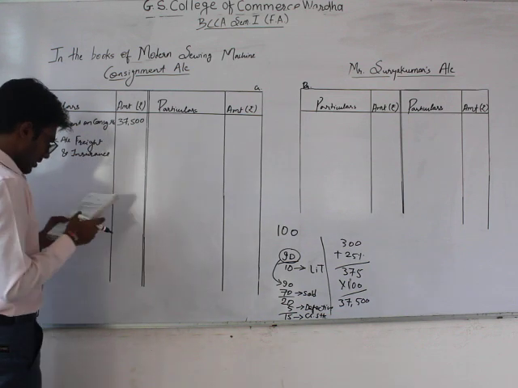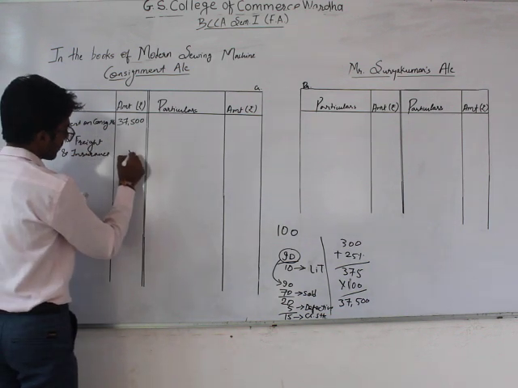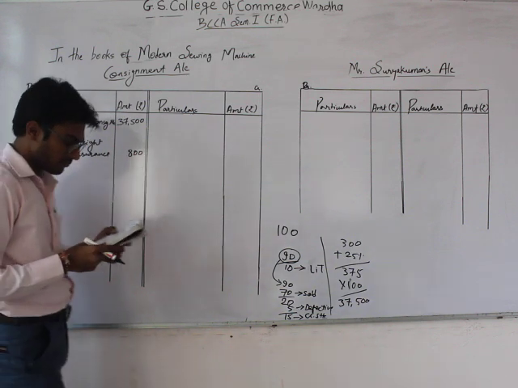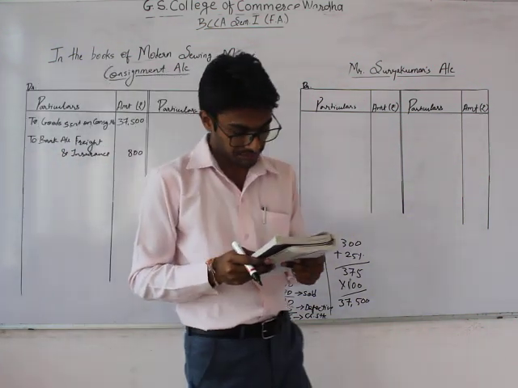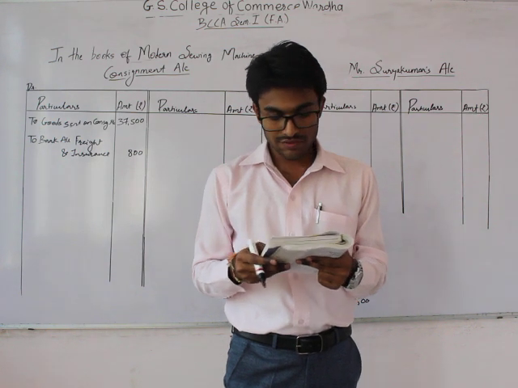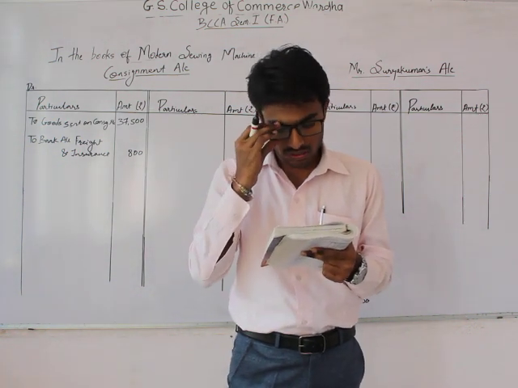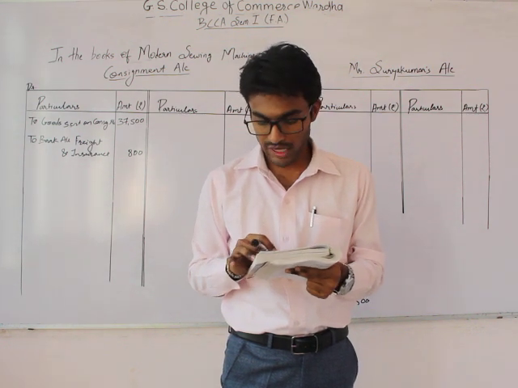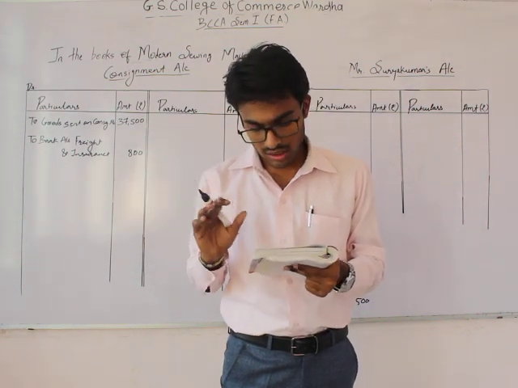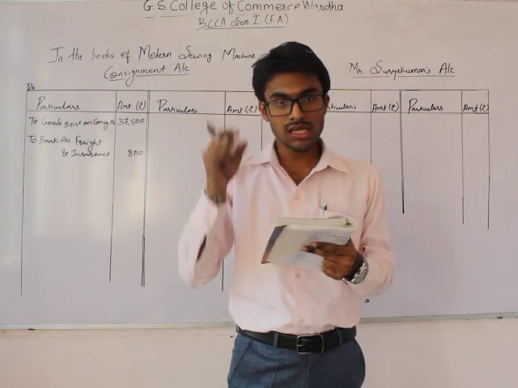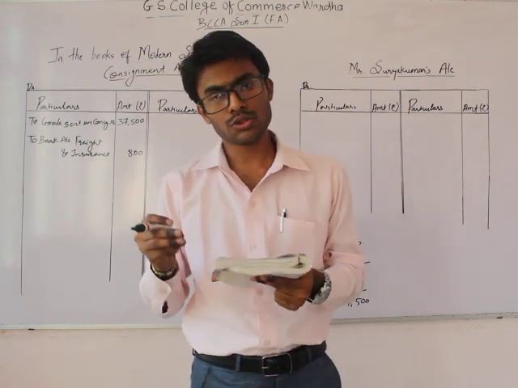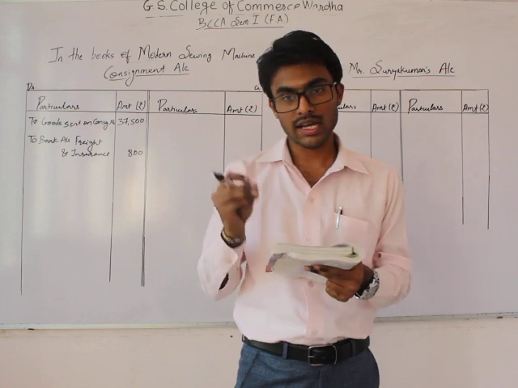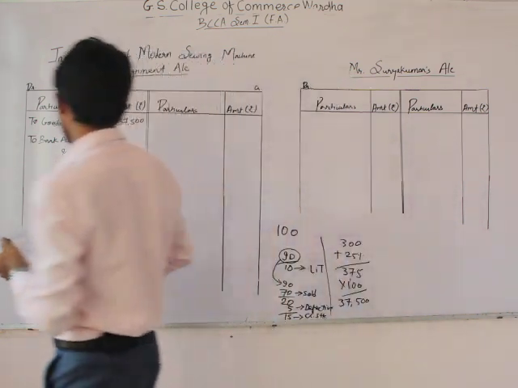Amount is 800, which is given in the question. No issues. Then we have Mr. Surya Kumar, who received delivery of 90 machines, with 10 lost in transit, and Mr. Surya Kumar has paid 500 as carriage. So Mr. Surya Kumar has paid this.